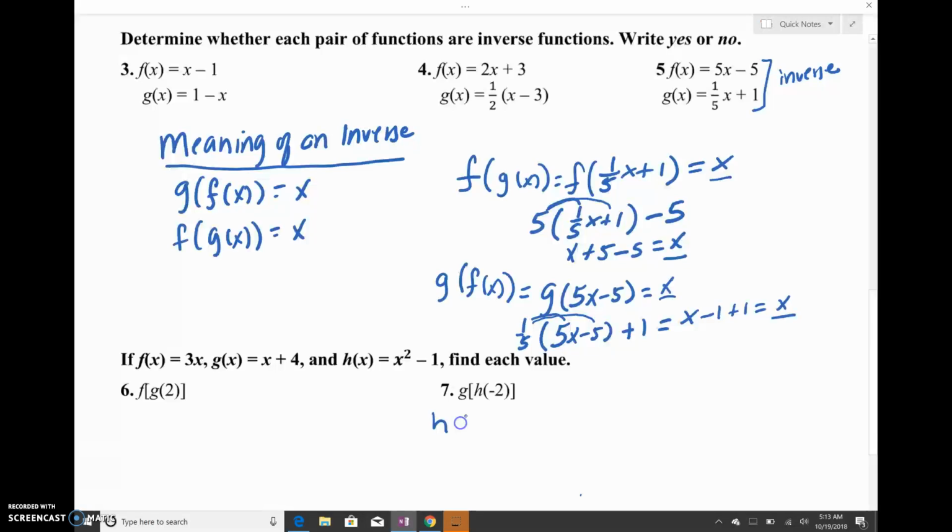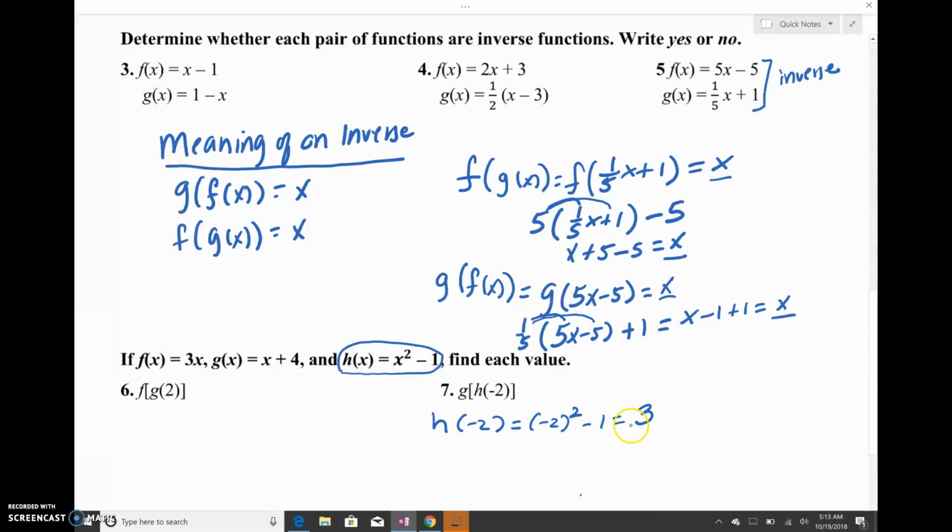So we have h of negative 2, and we're going to look at this equation that's up here, and we're going to input negative 2. So we have negative 2 squared minus 1. We know that negative 2 to the second power is 4. 4 minus 1 is 3.